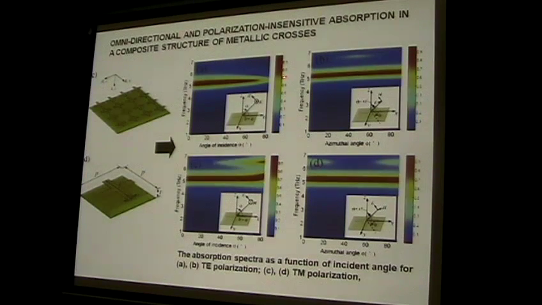They all give very good performance for the absorption. And you see here at all the angles, absorption is very large, and these red colors represent high absorption. And for the large angles, this indicates omnidirectional: any angle gives you very high absorption.